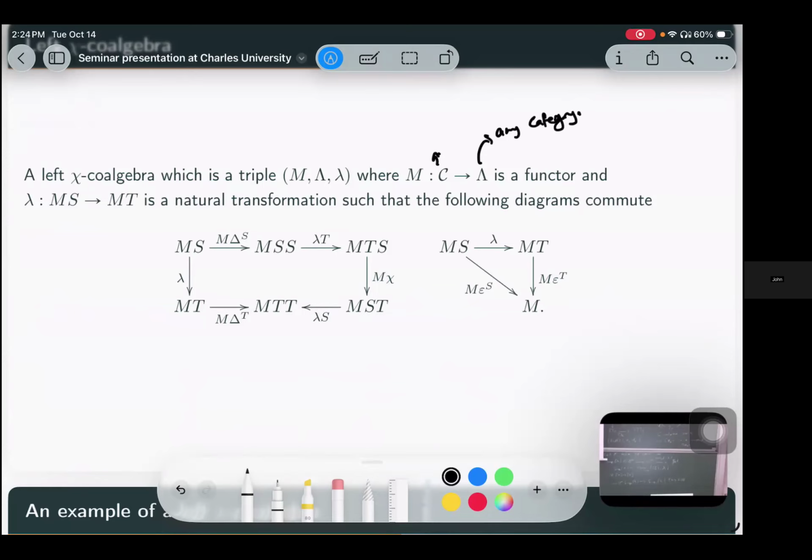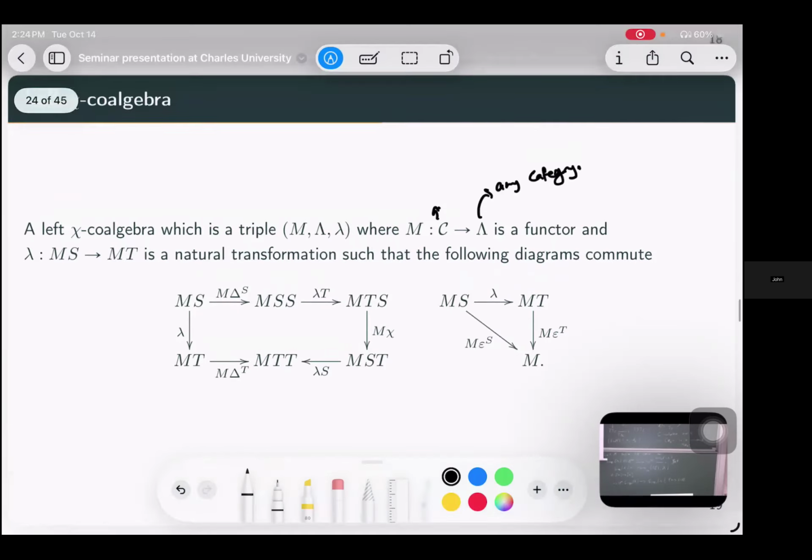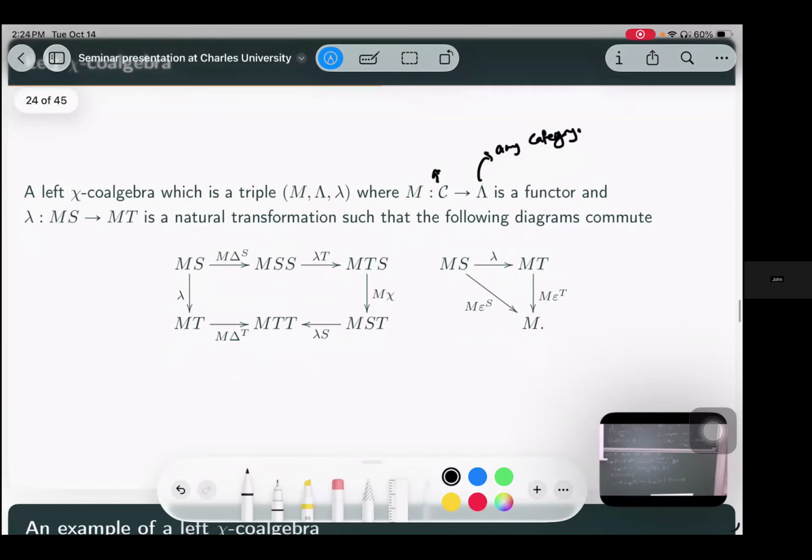So for those who are interested in doing some sort of homology, one can send this to the category of abelian groups. I think one can do that, and then one can study homology there. So let's define a left chi algebra, which is a triple.